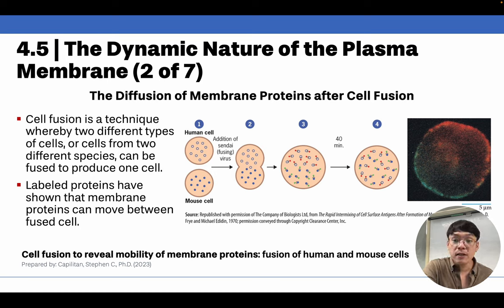The mouse membrane proteins are indicated by solid circles, and human membrane proteins are the open circles. Locations of human and mouse proteins in the plasma membrane of the hybrid cells were monitored by interaction with fluorescent red and fluorescent green antibodies respectively. The photo on top is a micrograph showing a fused cell in which the mouse and human proteins are still in their respective hemispheres. You will see here the cell fusion revealing mobility of membrane proteins of human and mouse cells.